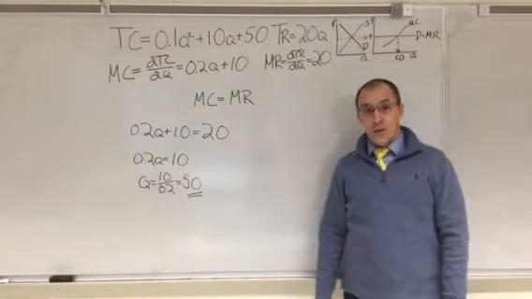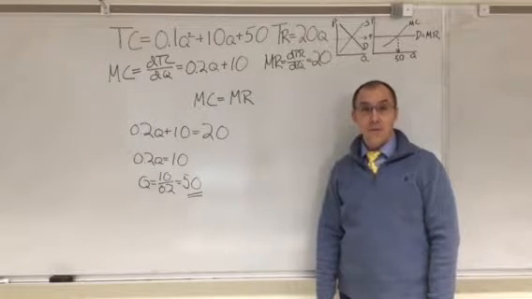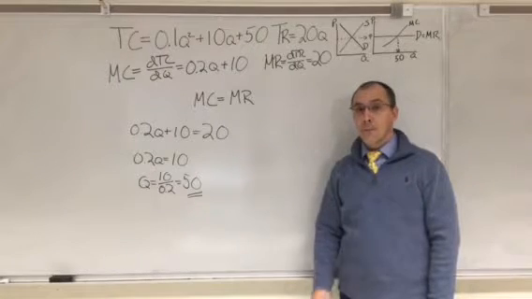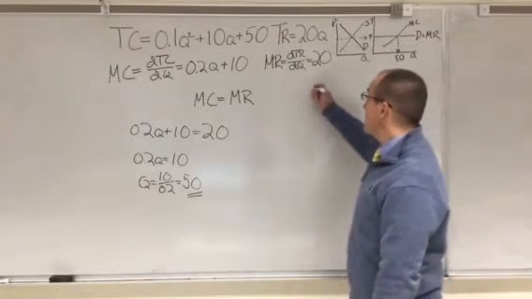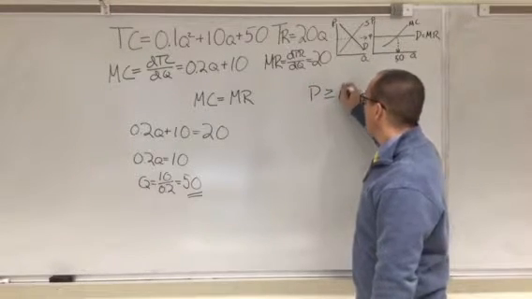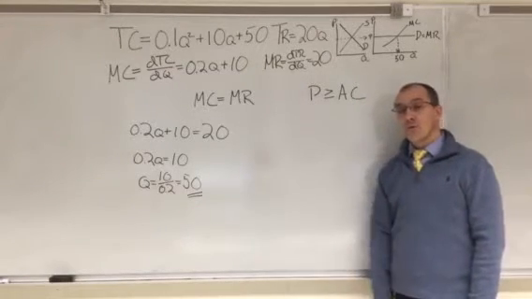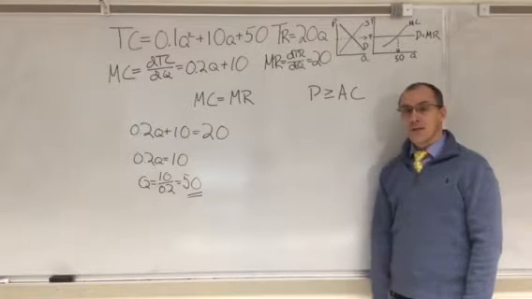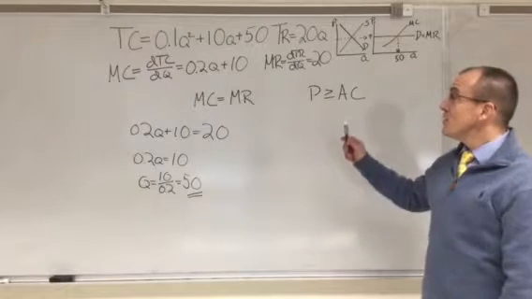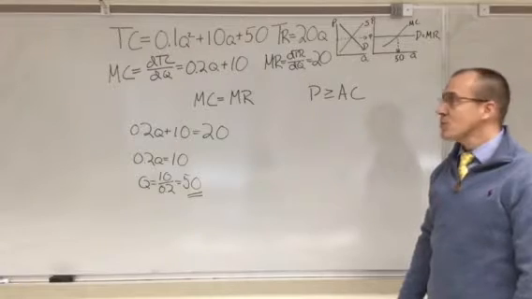Now, what I really want to know is, is this company making any money at this quantity? Is it profitable? In order to find profit, I need to find my average cost curve, because what I'm looking for is to see, is the price greater than or equal to my average cost? If the price is greater than or equal to my average cost, then this company is making a profit. So in order to do that, I need to take my total cost curve and transform it into my average cost curve.